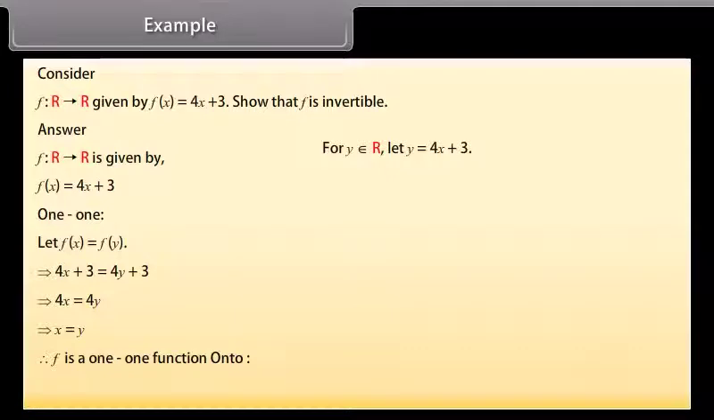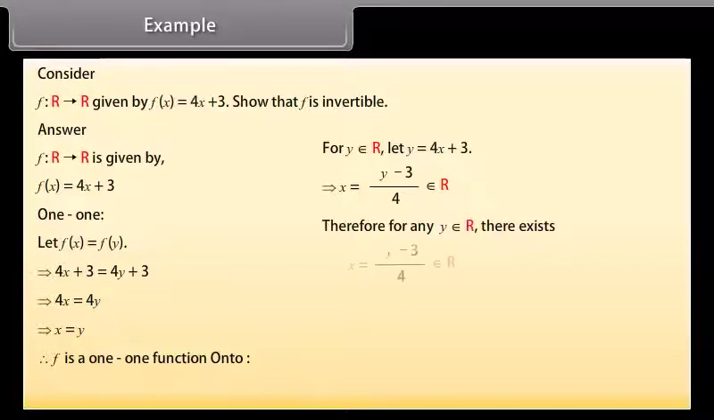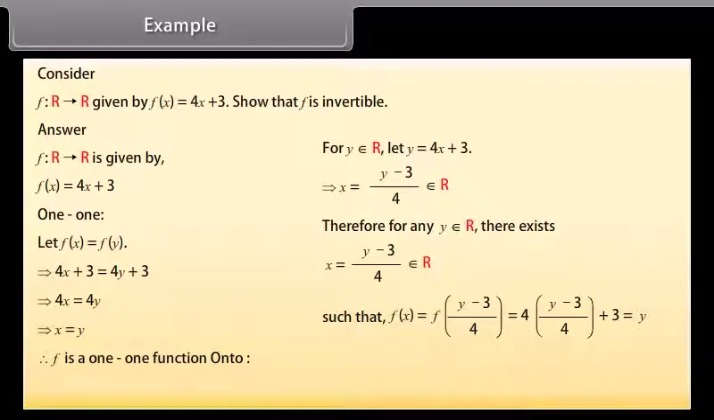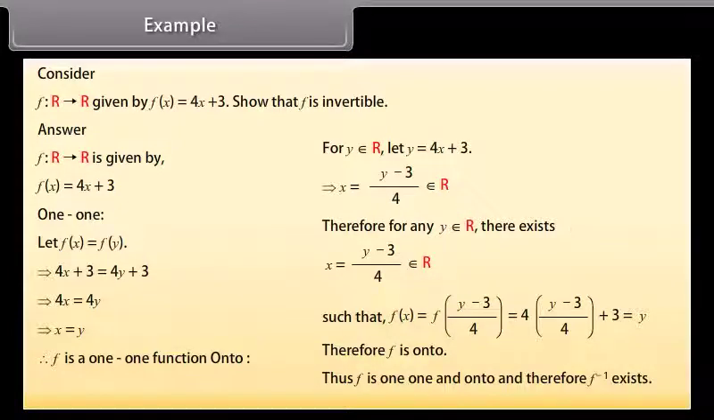Onto. For y belonging to R, let y is equal to 4x plus 3. It implies that x is equal to y minus 3 upon 4, which belongs to R. Therefore, for any y belonging to R, there exists x is equal to y minus 3 upon 4, which belongs to R, such that f of x is equal to f of y minus 3 upon 4 is equal to 4 into y minus 3 upon 4 plus 3, which is equal to y. Therefore, f is onto. Thus, f is 1-1 and onto, and therefore f inverse exists.